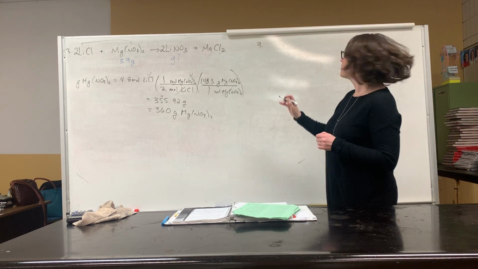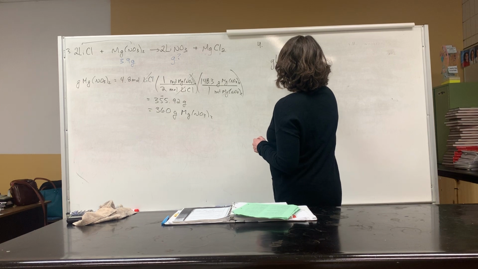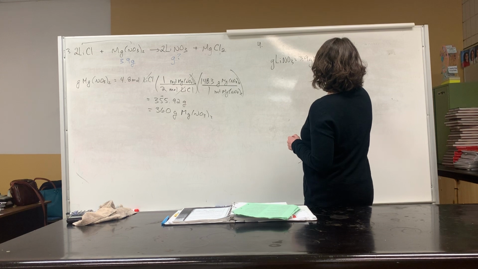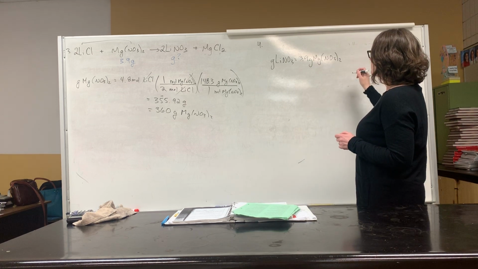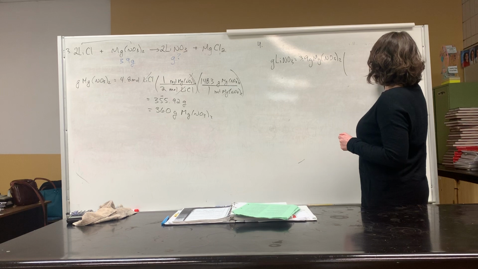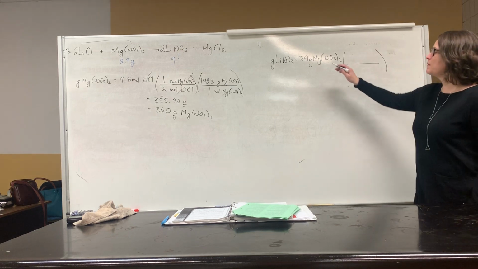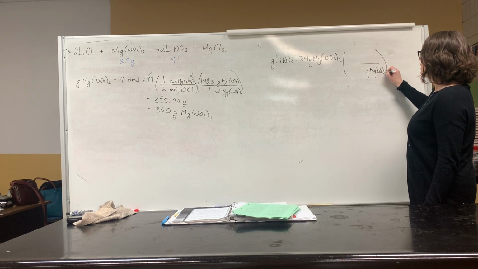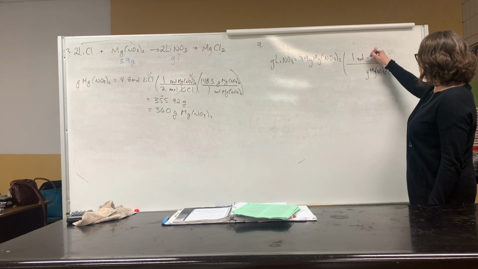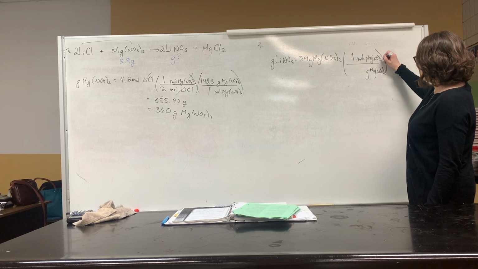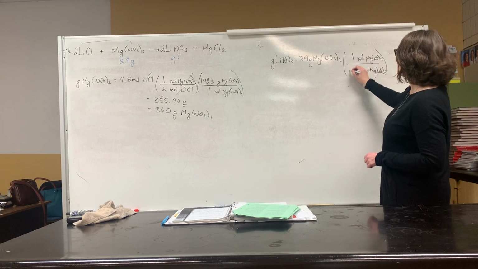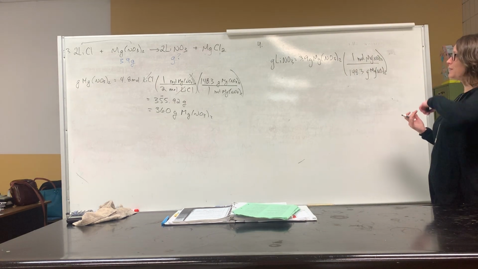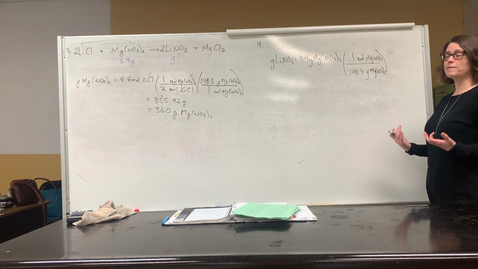You're looking for grams of lithium nitrate, equals 3.9 grams of the magnesium nitrate. First step is going to be to convert this into moles. So grams of magnesium nitrate on the top, 1 mole of magnesium nitrate on the bottom. And I already worked it out, it is 148.3. So, if I stopped right now, I'm in moles of magnesium nitrate.